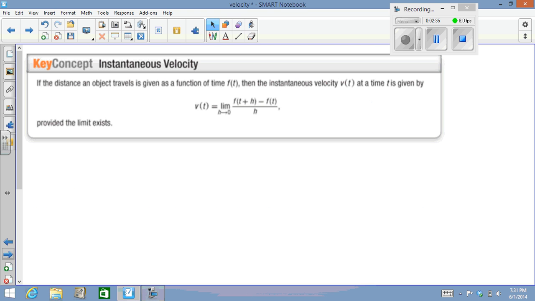Now we're also going to talk about instantaneous velocity. Instantaneous velocity is the same basic idea, except obviously it's at a very instant in time as opposed to between 2 points. So in order to find the instantaneous velocity, I'm going to take the limit of f of t plus h minus f of t over h, which again should look familiar to you because that's the limit formula that we've been using all along. And of course, it only works if the limit exists.